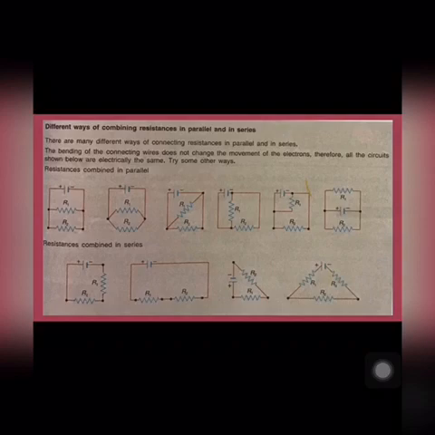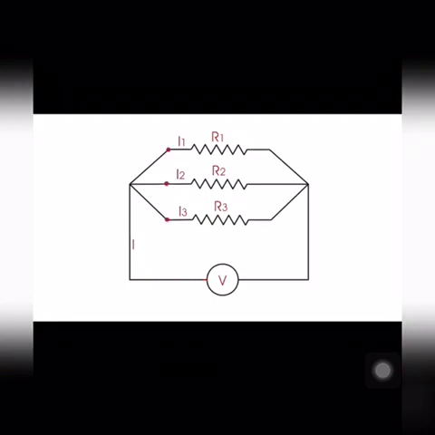Now these are the different ways of combining resistances in parallel and in series. Have a look at these circuits to see how different combinations are possible. This is how the current gets divided when the resistances are connected in parallel. From a particular point the current gets divided, though the potential difference remains the same.